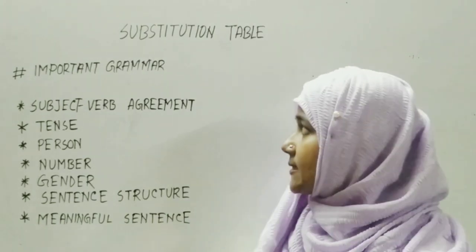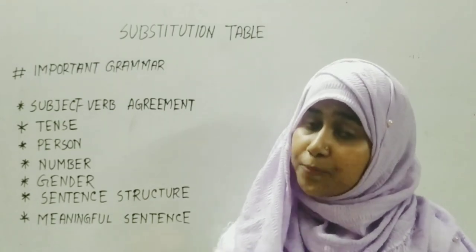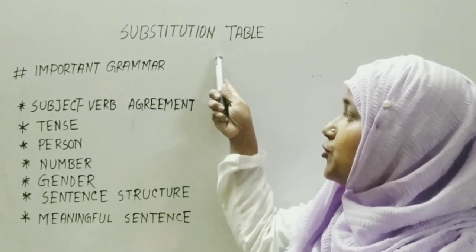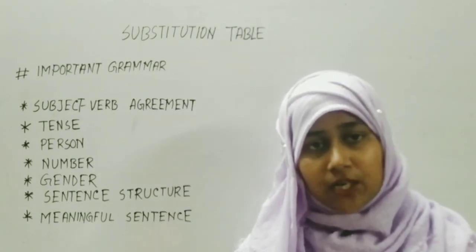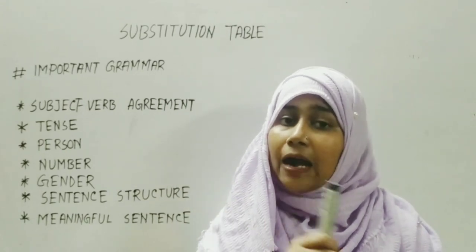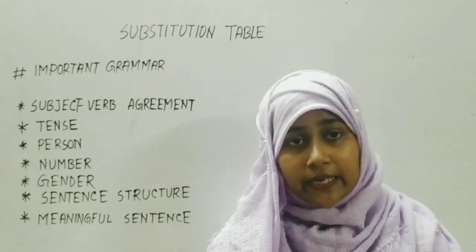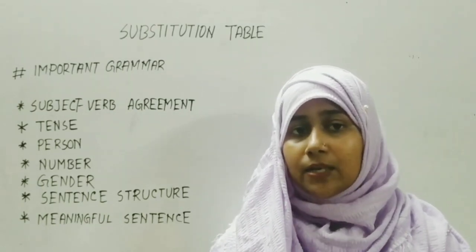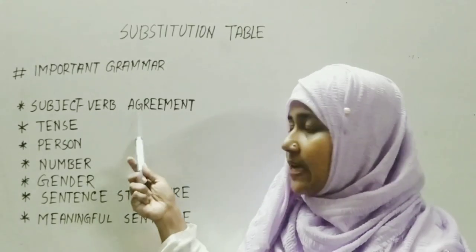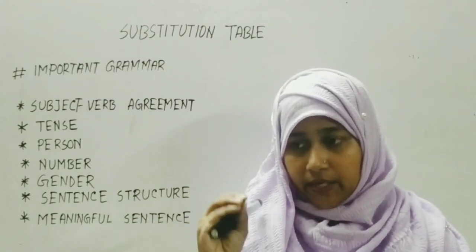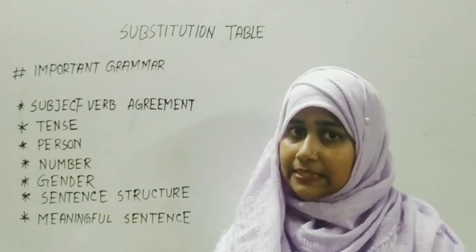Then the second grammar point is tense. How can you identify the tense from the substitution table, in which tense it is to be written? You can take help from the second column. You will get the touch of tense there because you will get the verb in column 2. So you can take help from column 2 for identifying tense.